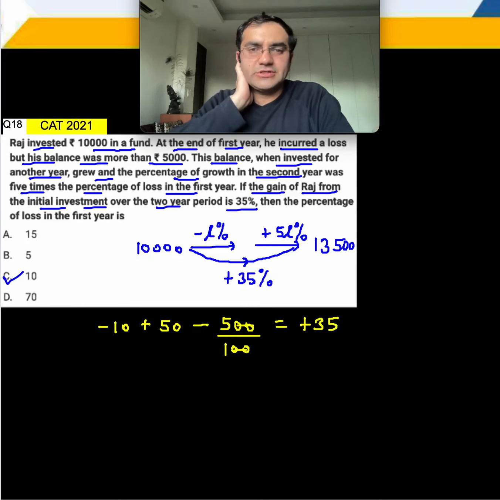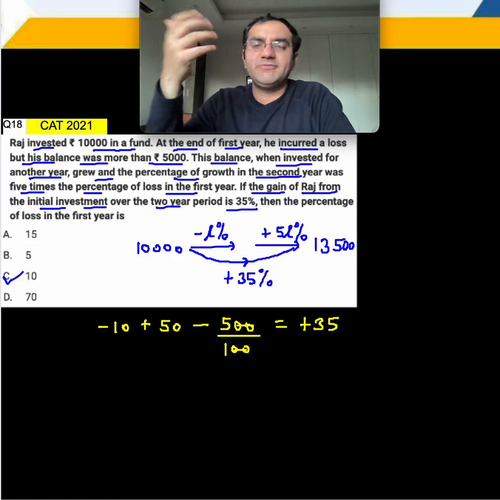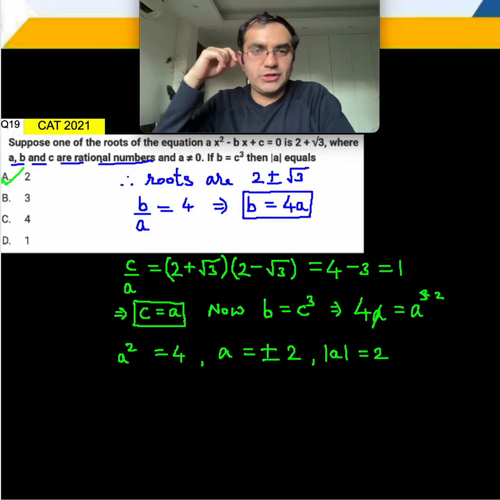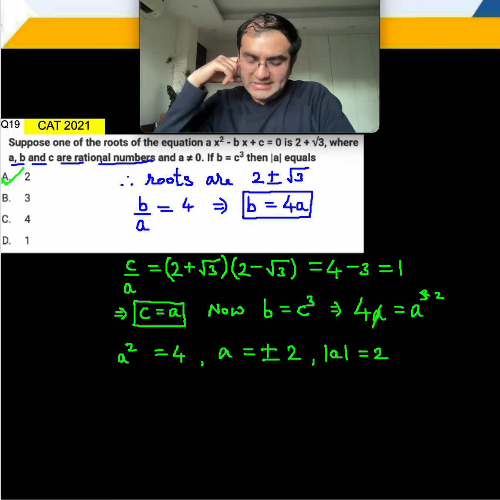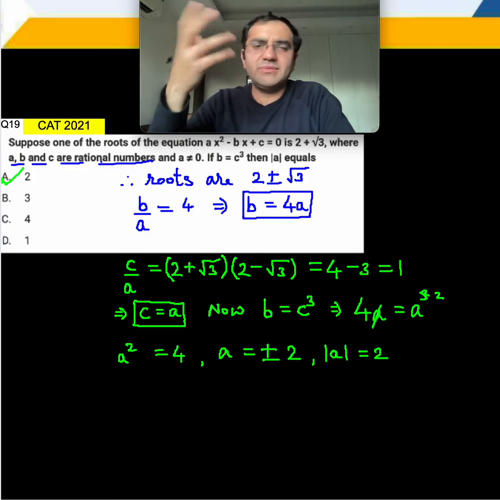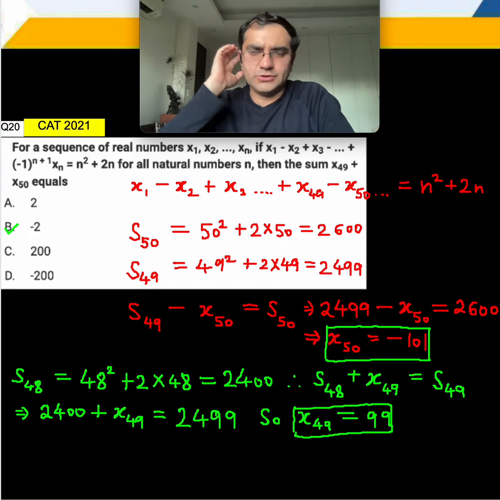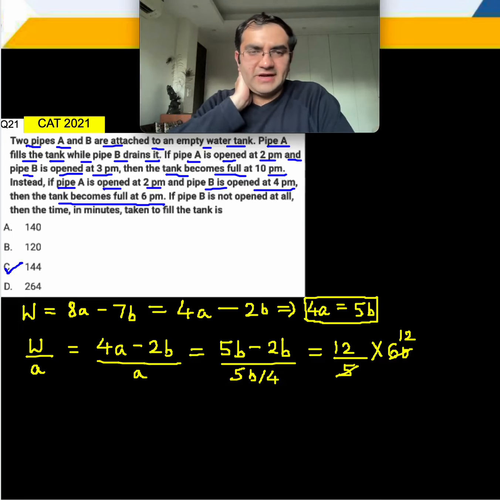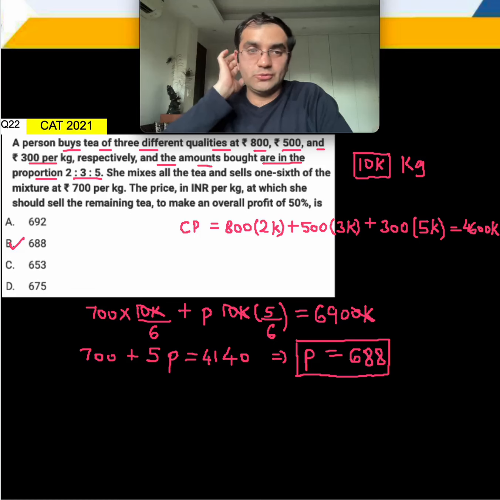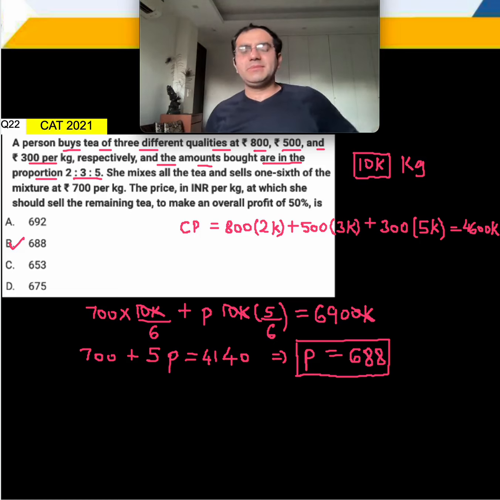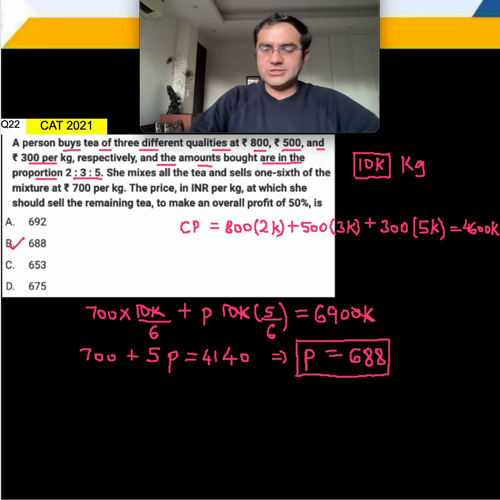17th was a basic question of geometry. 18th was a basic question of percentages. You could do it with successive percentages, either by quadratic or by using the options. 19th was a little tricky because you might not have remembered that the roots have to be conjugates. 20th was tough and lengthy, as you know. 21st was direct. Two time and work questions came, both very easy. And 22nd was also a little time consuming, maybe, but very much doable.